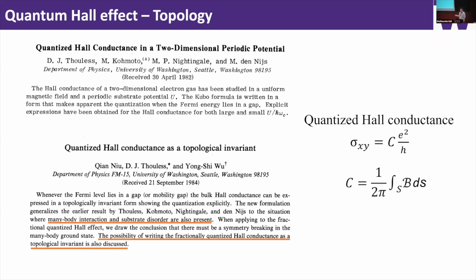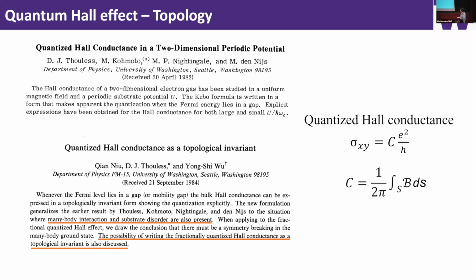In this one, David and his colleagues derived the TKNN formula. The essence of this formula is that they found a Chern number, which is used to describe the Hall conductivity of the system, that is proportional to the integral of the Berry curvature over the first Brillouin zone, divided by 2 pi. So this Chern number actually describes the quantized conductance in the system.